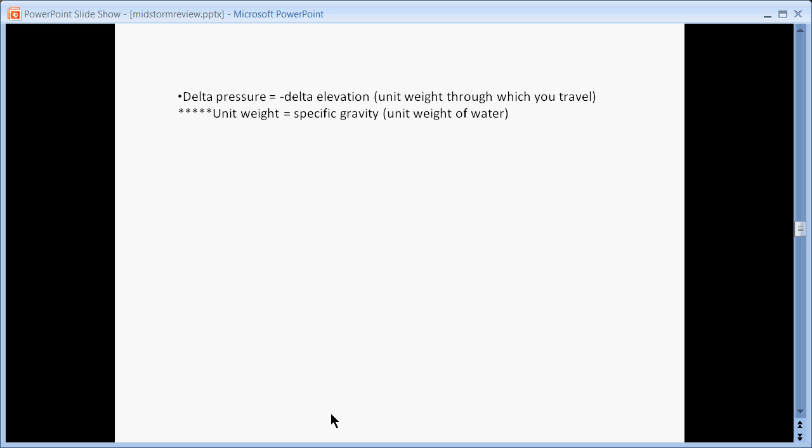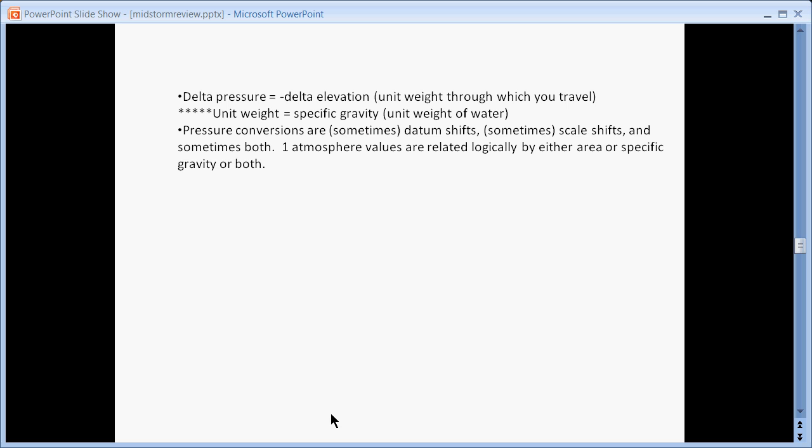The change in pressure is equal to the negative of the change in elevation times the unit weight through which you travel. Remember that the unit weight of any fluid that's not water is equal to the specific gravity times the unit weight of water, remembering that the specific gravity of water is 1. Also remember that you will very often see this equation as change in pressure equals change in depth times the unit weight through which you travel. It is the same equation.